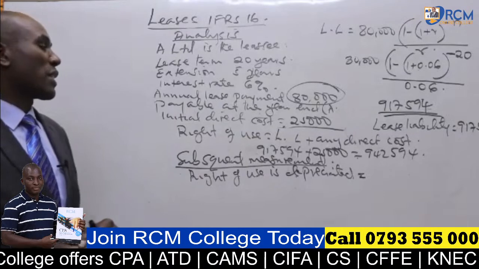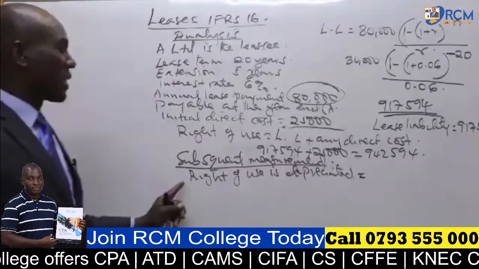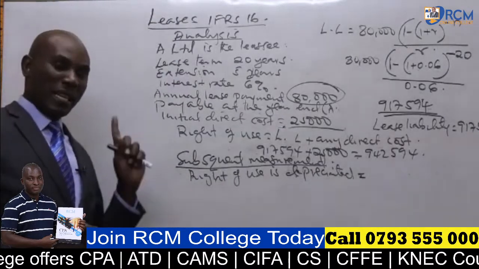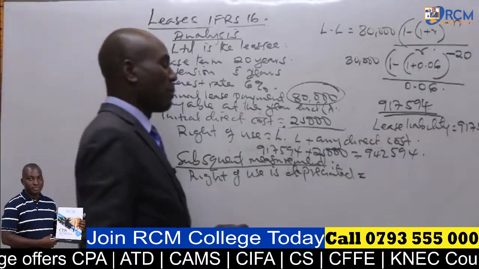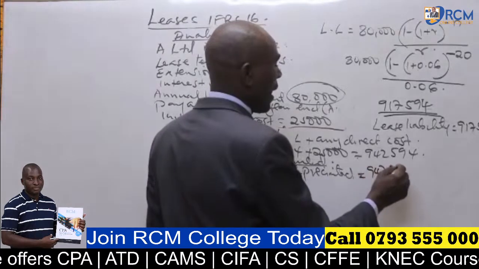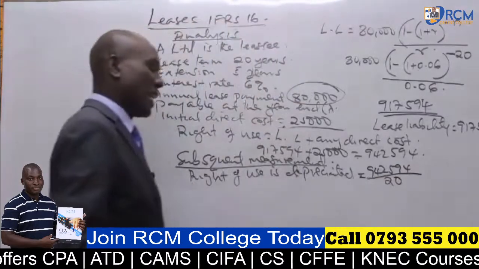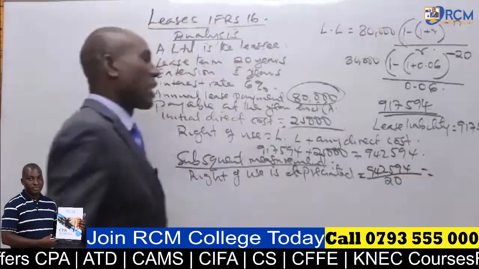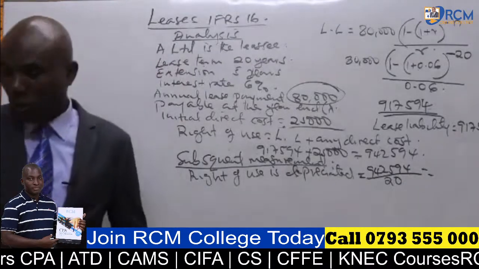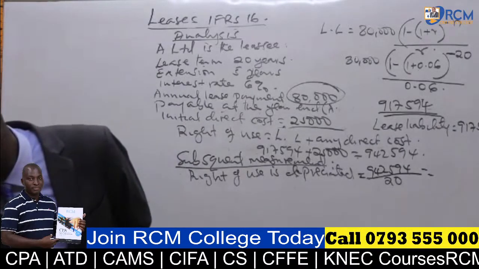Therefore, on subsequent measurement, we said the right of use is depreciated. Therefore, how do I depreciate? I'm going to take 942,594 divided by the lease term, which is 20 years. Therefore, how much is the depreciation I'm going to report? What will be the journal entry after that?